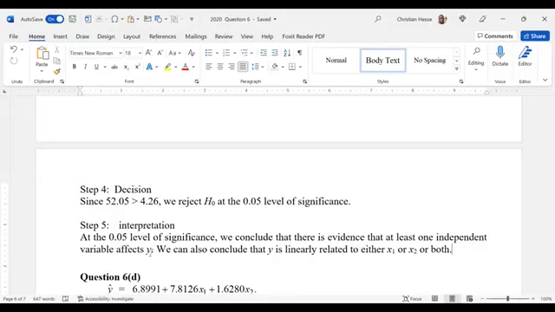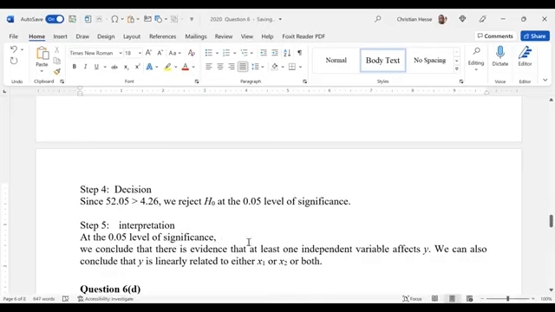Or we can also conclude that Y is linearly related to either X1 or X2 or both. So it means the regression model is significant. Have you seen it? We can say this. I'm adding something to the write-up so that you understand better. At the 0.05 level of significance, we can also write this.